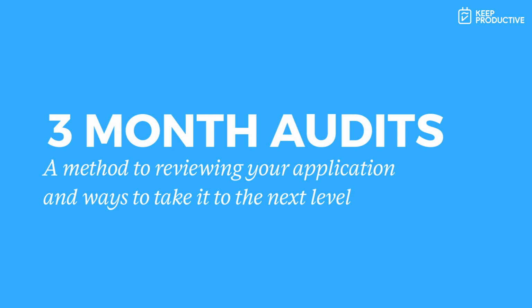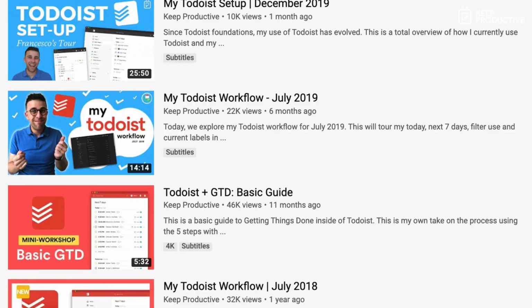Now, 3-month auditing is something that I previously did with most of my applications to help really tune and continually bring it forward. It's something that I still do with my Todoist setup. That's why I release a video every 3 months with a new setup or slightly tweaked setup, because I'm always learning and then applying my learnings in batches to my tools. And this can be really important for you.